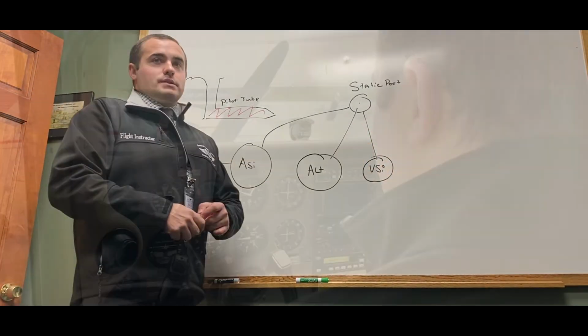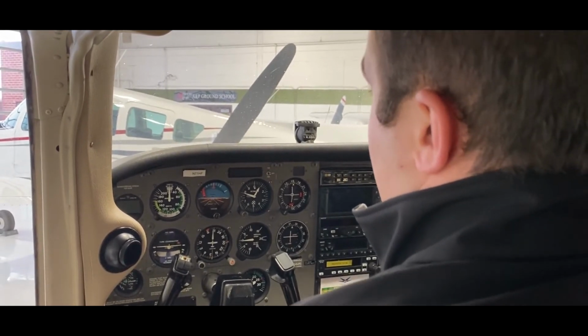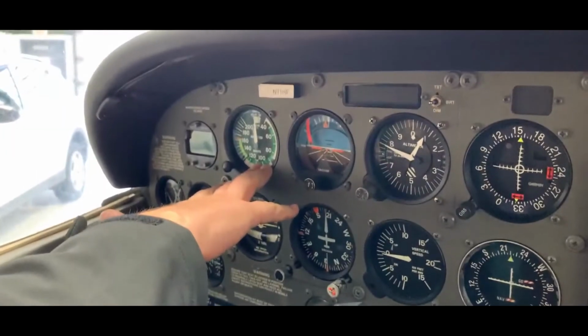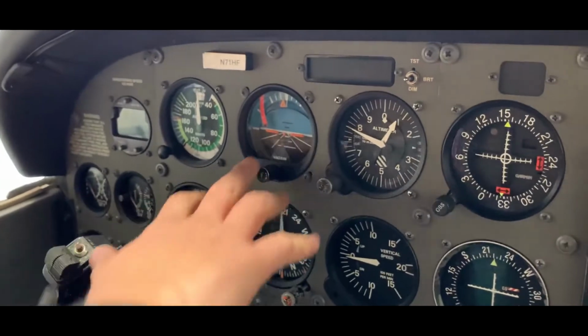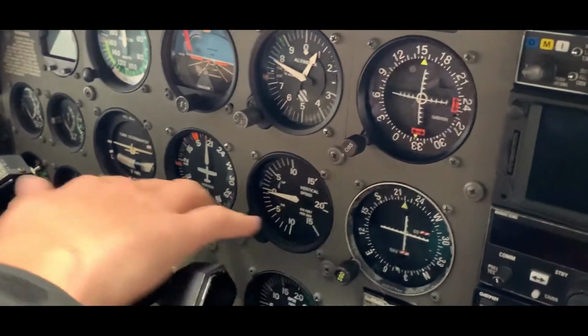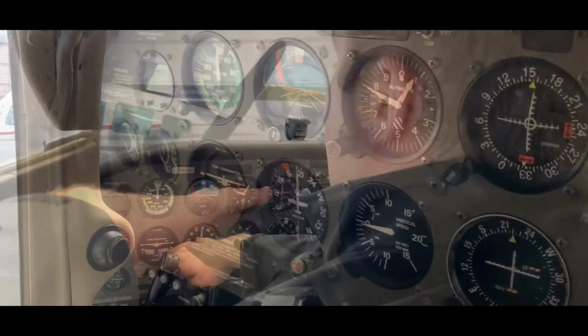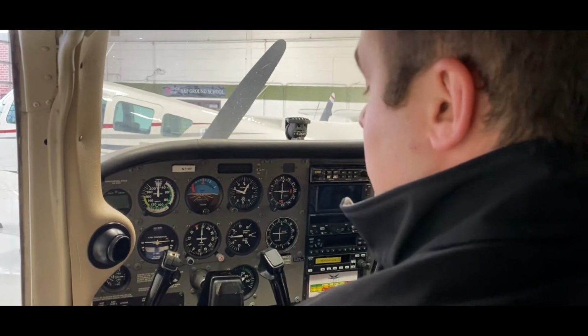So we're here sitting in our Skyhawk, and we're going to talk about our six-pack. Here we have our airspeed indicator, we have our attitude indicator, we have our altimeter, we have our vertical speed indicator, we have our heading indicator, also known as the directional gyro, and we have our turn coordinator. Today we're going to be talking about some systems.